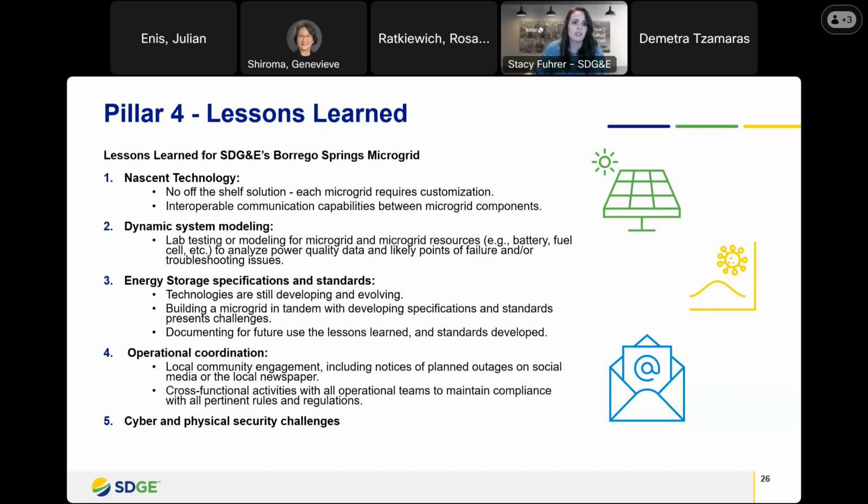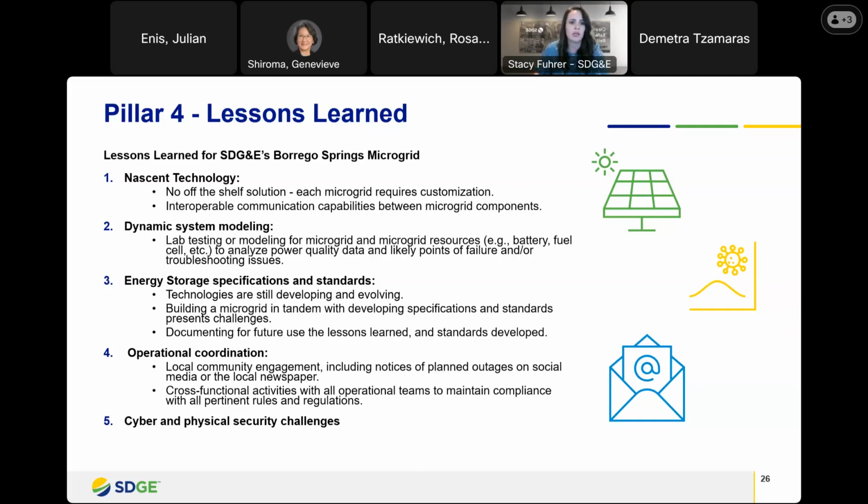Number 2 for SDG&E has been dynamic system modeling. We have found that it is really important to model in a lab setting, using real-time digital simulators that we have in our lab, how the microgrid will act under any various scenarios. Anytime we add a new asset, we go to our lab and we input the specifications that we received from the resource manufacturer to model how it will react with the existing resources that exist at the Borrego Springs microgrid, with the load that we've seen.